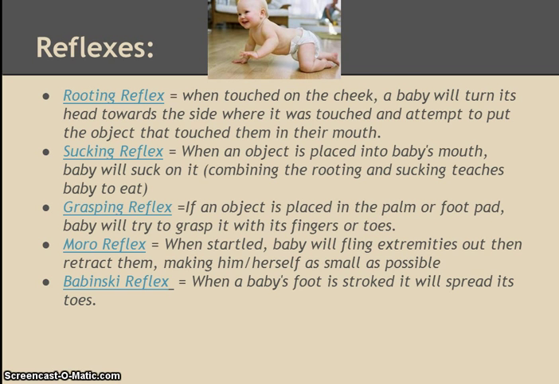You also have the Moro reflex. When a baby is startled, they're going to fling out their extremities and then very quickly retract them and try to make themselves as small as possible. So usually with that Moro reflex, they'll arch their back and then it'll come down very quickly and flat and they'll cram everything in. And then you have the Babinski reflex, when you stroke the baby's foot, they spread out their toes.